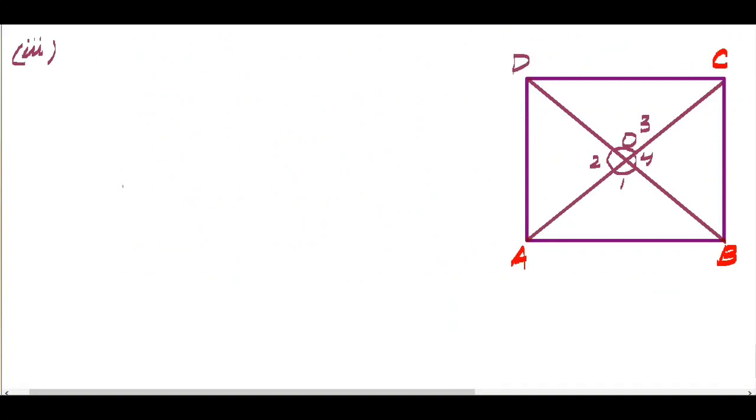Now in the third part, we need to prove that the diagonals of the square bisect each other at right angles. In other words, I need to prove that angle 1 is equal to angle 2 is equal to angle 3 is equal to angle 4, and the measure of all these angles is 90 degrees each. For that, I can take any two adjacent triangles like these two, that means triangle BOA and triangle DOA. I can show them as congruent.